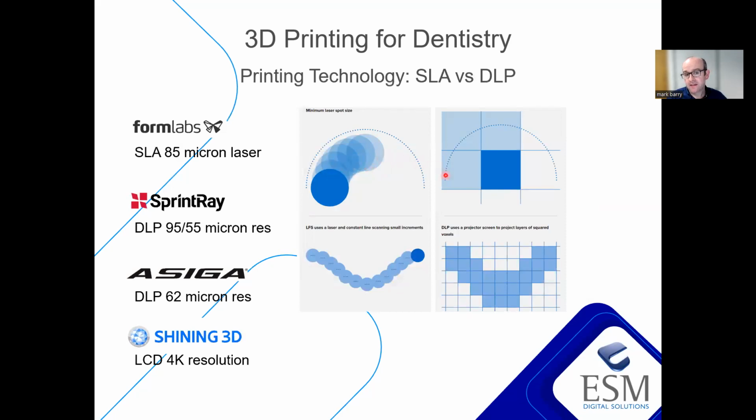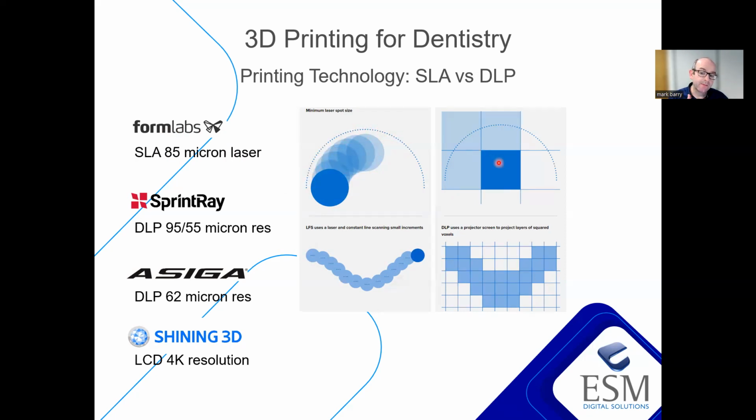So if we take a little deeper look at the technologies and how they impact the level of resolution and the level of detail. If we take SLA, we've got a laser, and this is typical of the Formlabs solution. So we've got a laser beam, okay? In this case, it's 85 micron in diameter, 0.085 millimeters. The beauty of it is that if we want to create a circular pattern, that laser is going to follow a circular path. And so the surface, the extremity, shall we say, is nice and smooth.